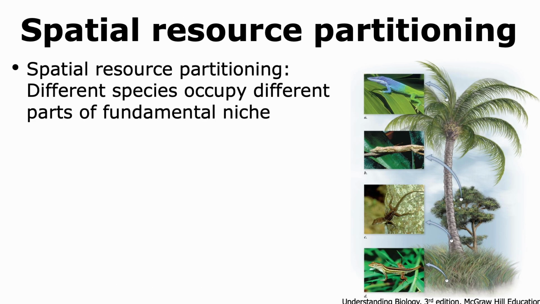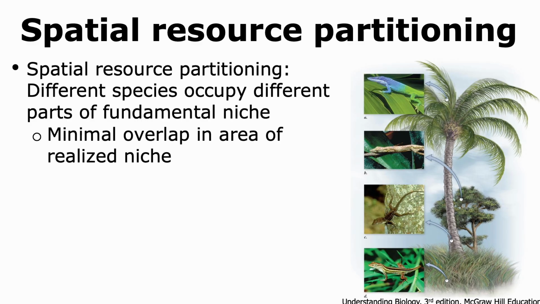Resource partitioning allows different species to coexist in the same fundamental niche. Resource partitioning can happen in different ways, and one of them is through spatial resource partitioning. This is where different species occupy different parts or regions of the fundamental niche. In spatial resource partitioning, there is minimal overlap in the area of the realized niche where the different species reside.